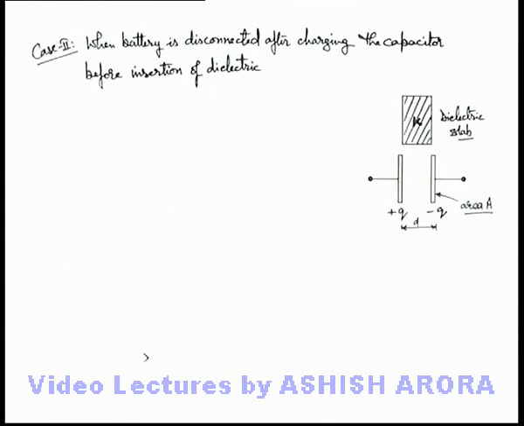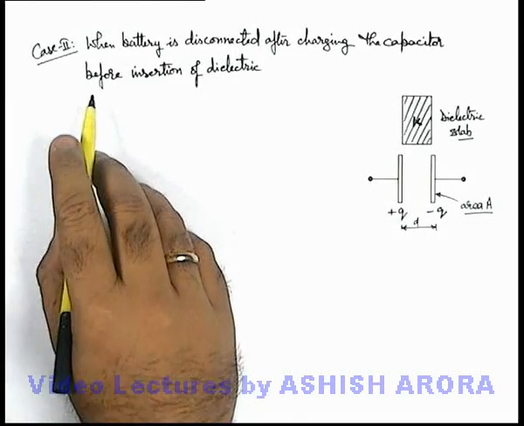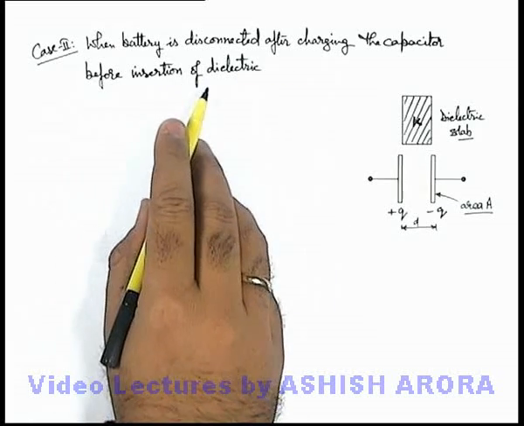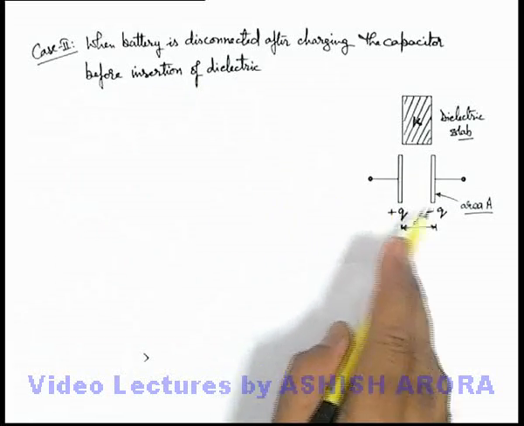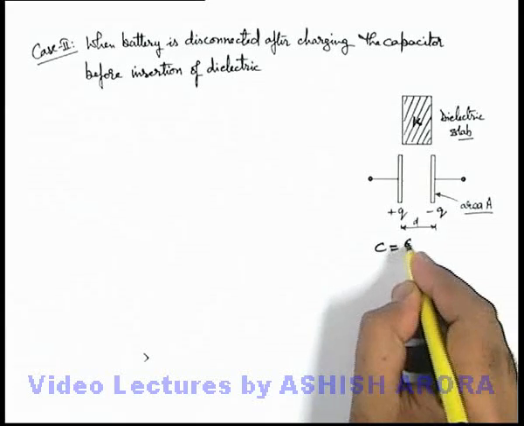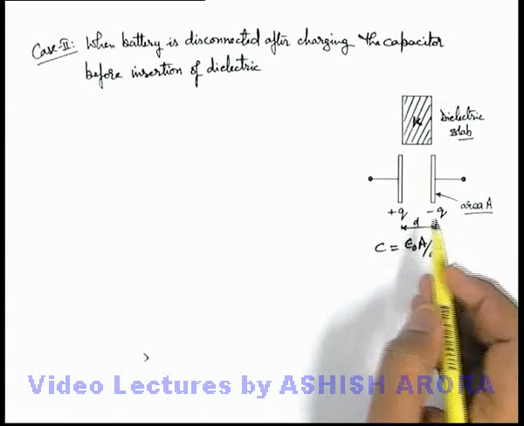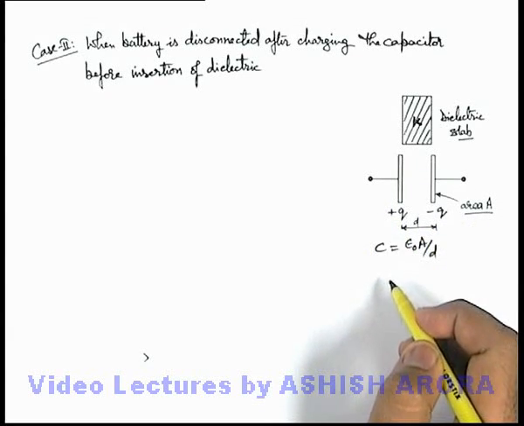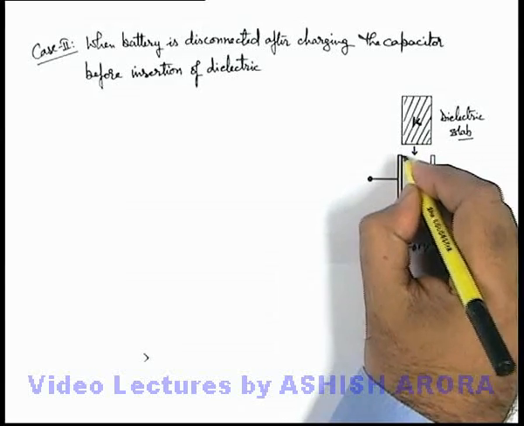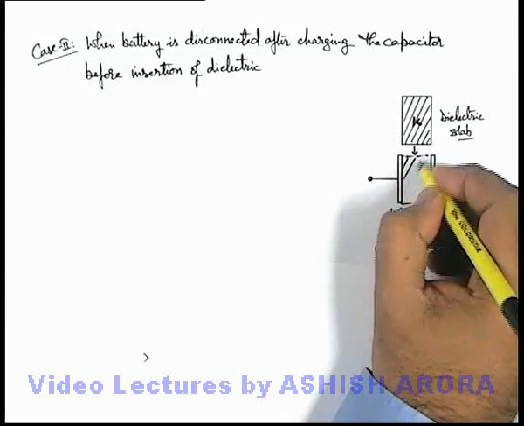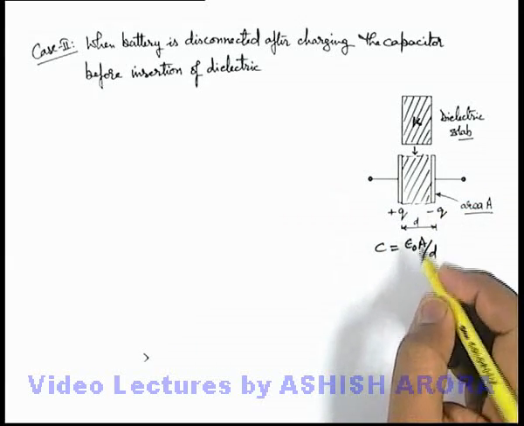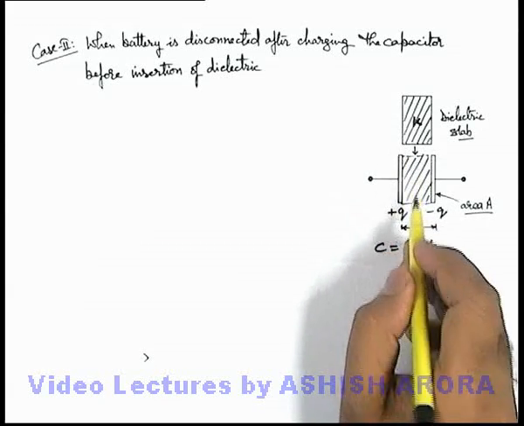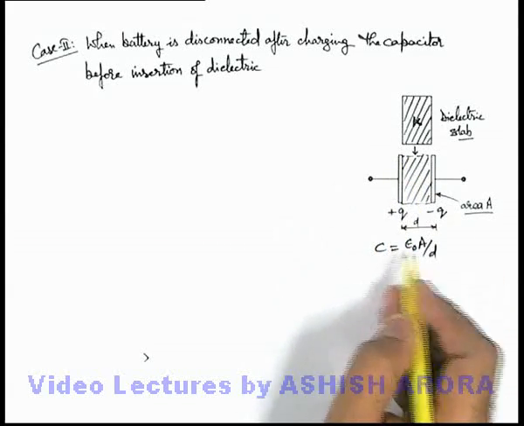Let's also discuss the second case of dielectric insertion in a capacitor. When battery is disconnected after charging the capacitor before insertion of dielectric. Here you can see a capacitor which is having again the capacitance given as epsilon naught A by D, and which is charged with the charge Q, and battery is disconnected after charging of capacitor. Now if we insert the dielectric slab in the capacitor such that it will completely fill the space between the two plates, again the parameters associated with the capacitor will change due to insertion of dielectric. Now we will study these parameters.